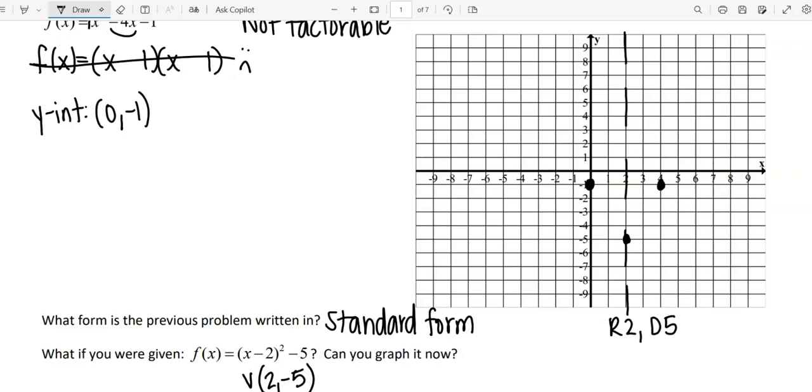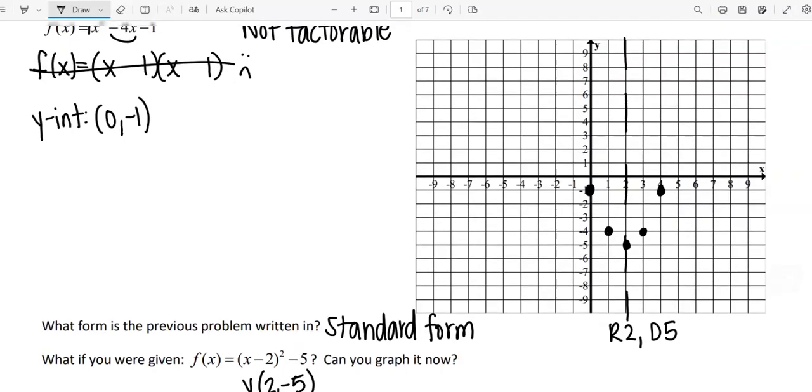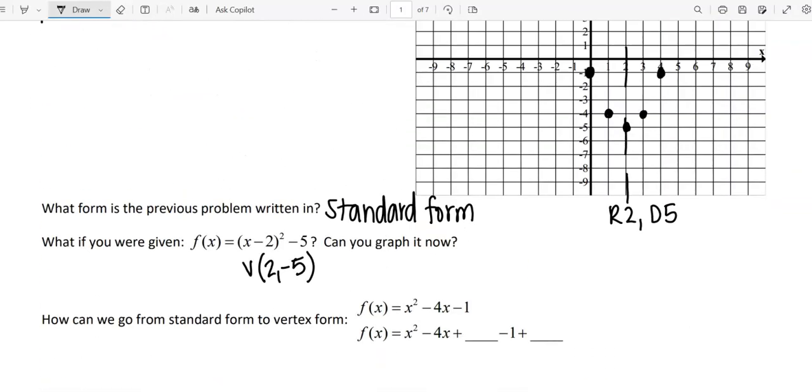Okay. Is there another point I can put on my graph? Okay, which one? Yeah, 3, negative 4 would be 1, 1 if we move it right 2, down 5. Yeah. And then we can graph that reflection point of 1, negative 4. And that's 5 points, so we can make a parabola now.